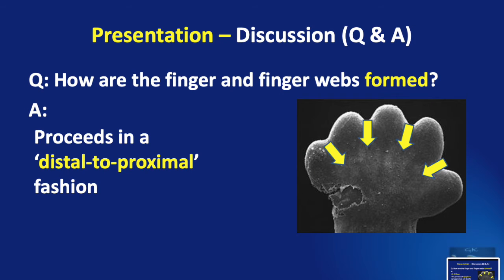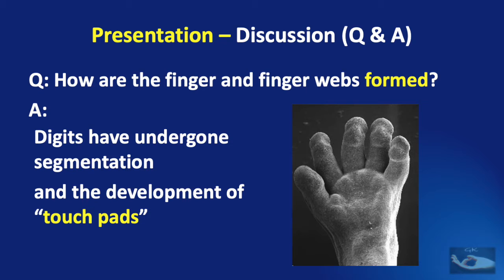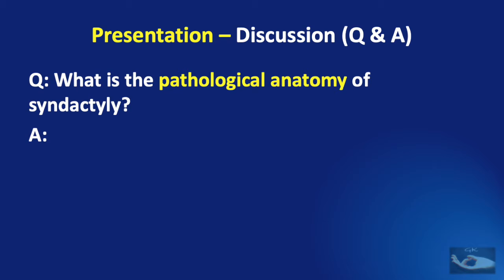So by this process, we can understand that the finger webs are the last to form, and this is completed around 51 days of gestation. The first to separate is the thumb index finger. After the separation, the digits undergo segmentation and the development of touch pads, which occurs at around 56 days of gestation. What is the pathological anatomy of syndactyly?